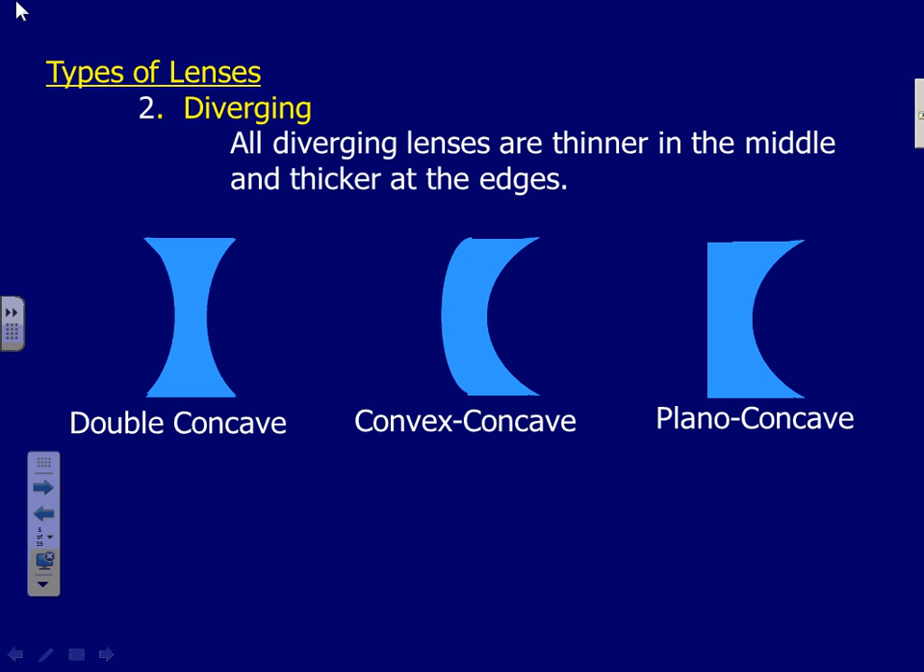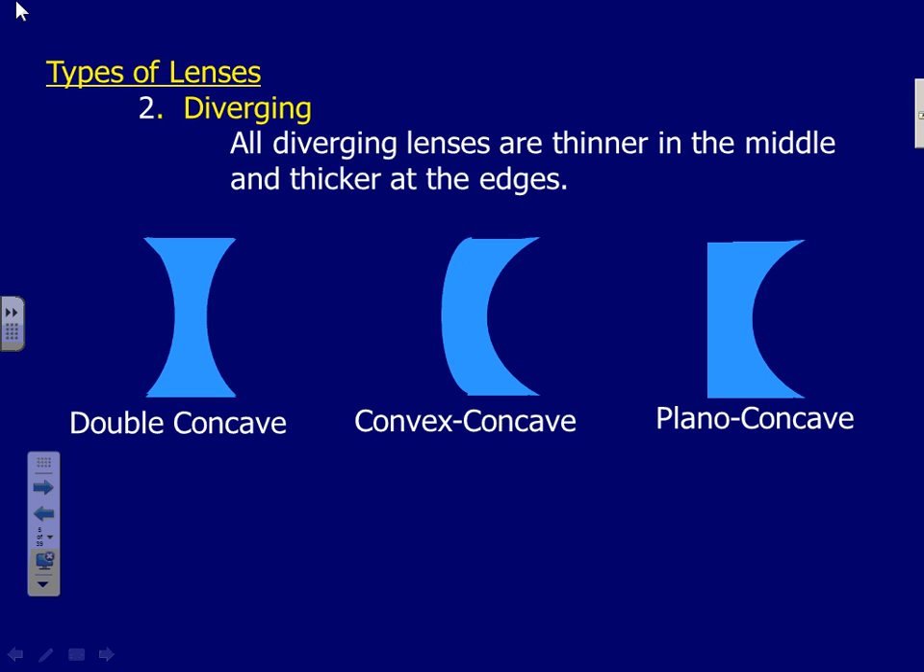This guy's a little trickier. The convex concave, again, you need to have two thick lines, and then you have one curve in, and the other one curve less. The inside one is a big curve, and then that outside one is a more gradual curve. Again, the center has to be thinner than the edges for diverging. So the middle is thinner than the edges.